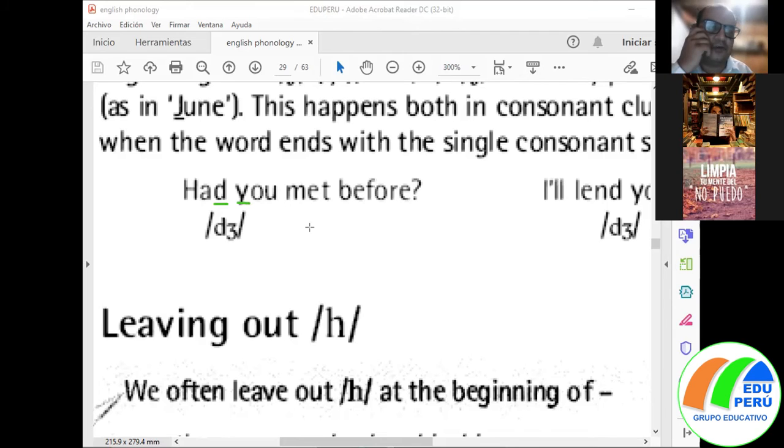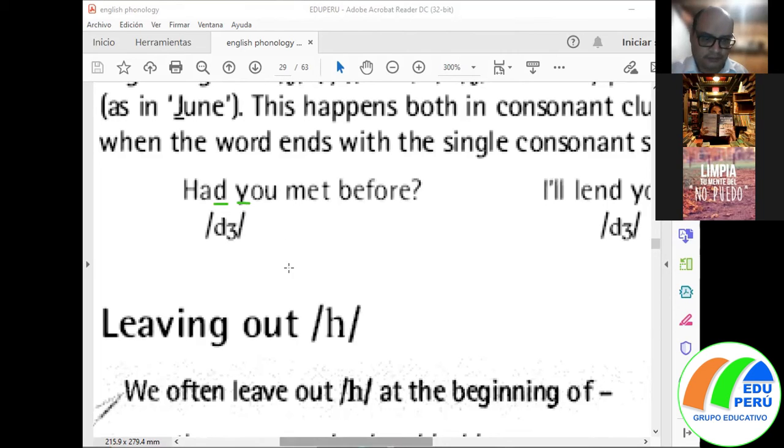But if you want your accent to sound more natural, you change it. You join the sound d plus y and it becomes j. Had you, had you met before? Similar to the previous one, t and y became ch. Now this is voiceless, and this sound is voiced, with vibration. Had you met before? Had you met before? Notice the j sound.